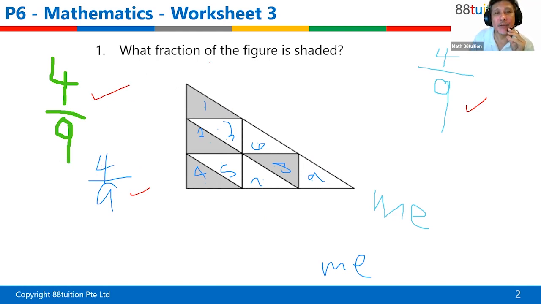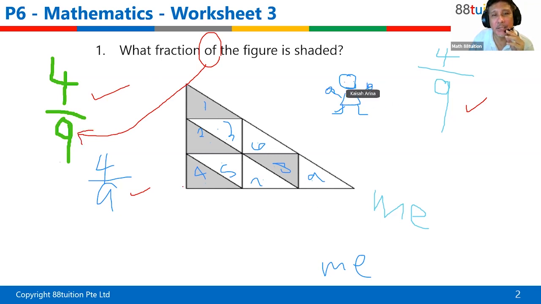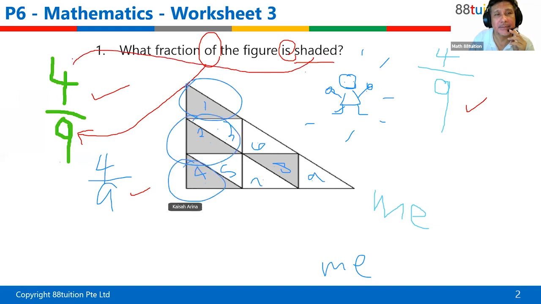When we ask what fraction of the figure is shaded, of refers to the denominator, so the whole figure you actually needed to count. You all have written the numbers there. There are actually 9 triangles there. And then the shaded part, there are only 4, appears in the numerator. So that's how we can solve this. Quite a simple question, and that is question 1. All right, so let me find my question 2 then.